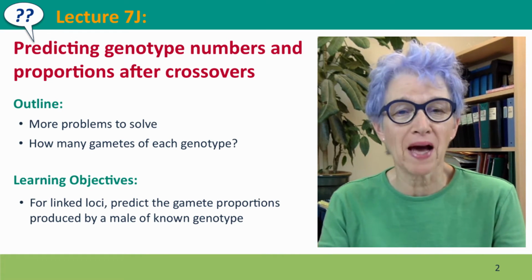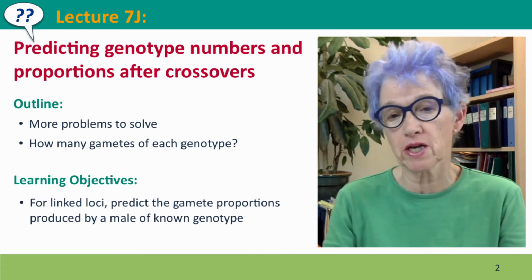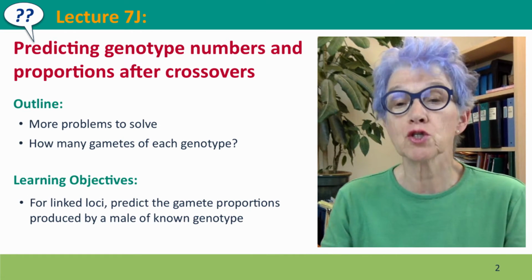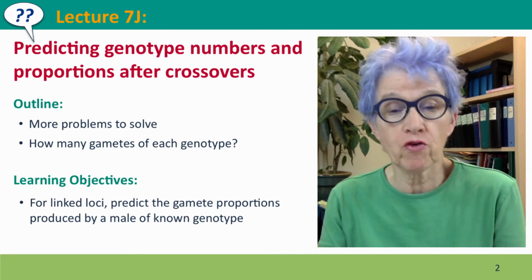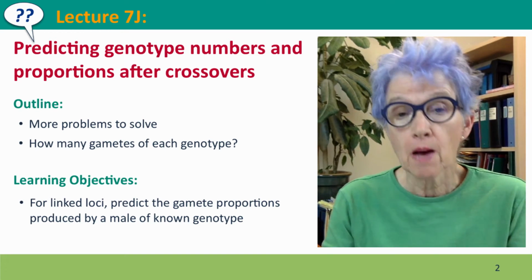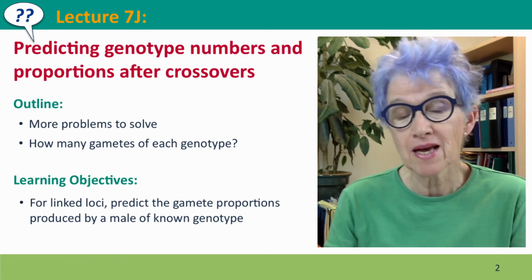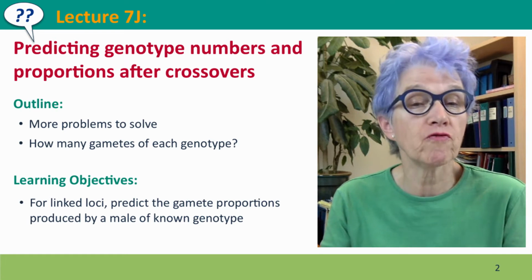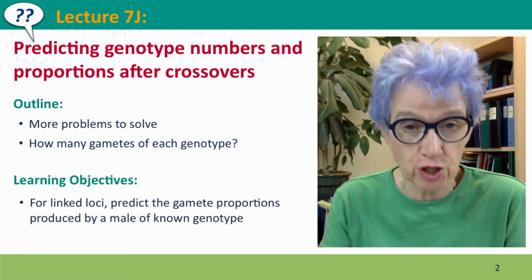Hi everyone, welcome back. This is lecture 7J of Useful Genetics, where we're going to continue solving problems that involve meiosis with crossovers, but now we're going to see if we can predict the numbers and proportions of the gametes of different genotypes.